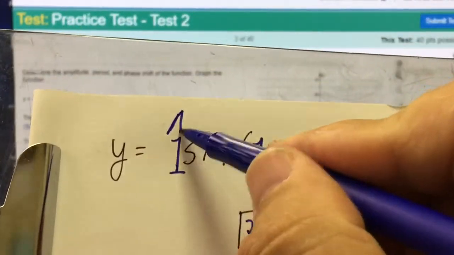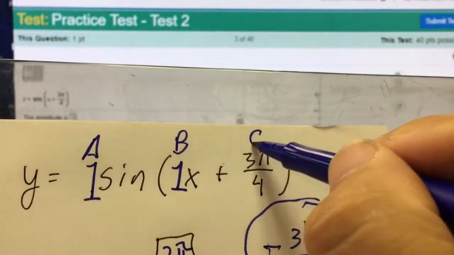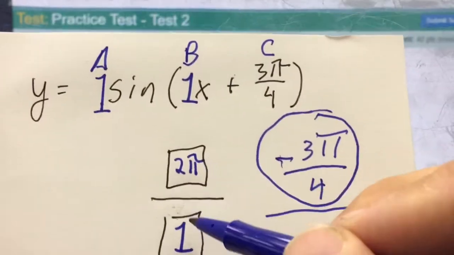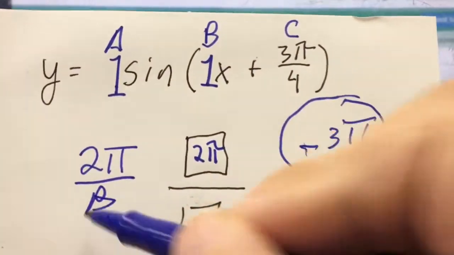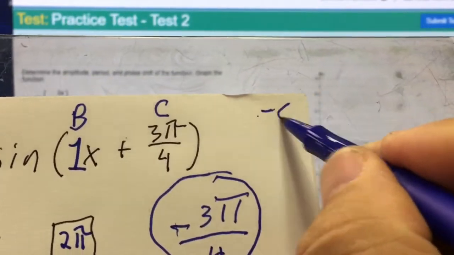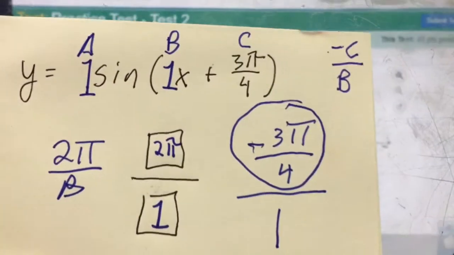The formula is this. This is A, this is B, and this is C. And the period is 2 pi over B. And the phase shift is negative C over B. And those are the notes. That's pretty much the notes. There might be a vertical shift, but that's kind of easy also.